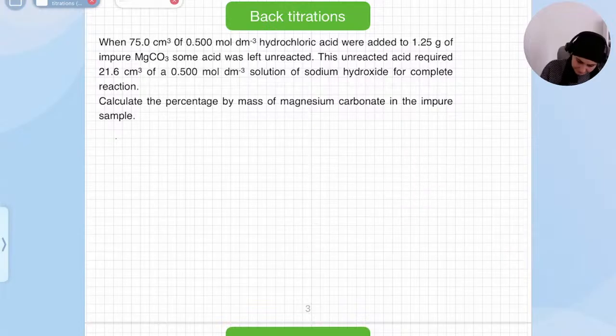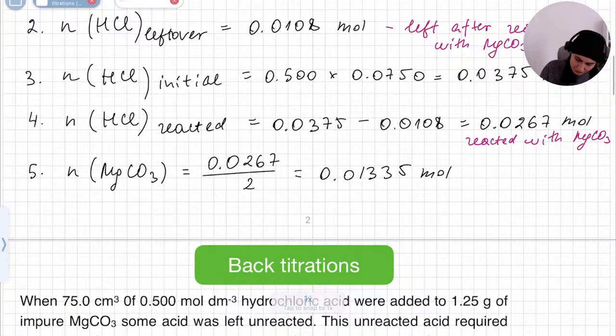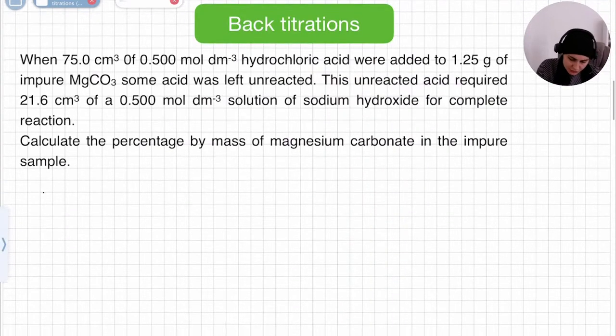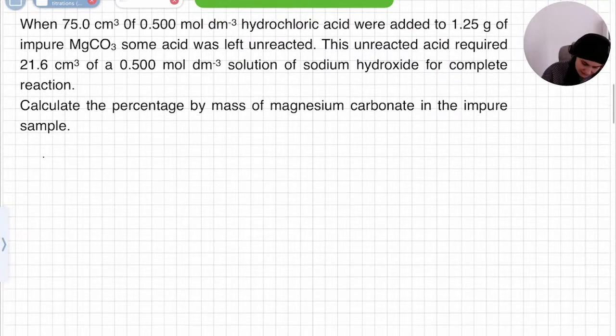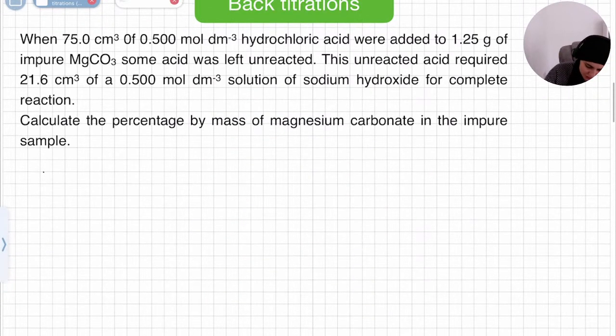Then we found the amount of moles of MgCO3, and then I can find the mass of MgCO3, because we need the percentage by mass of magnesium carbonate. It's the mass of pure magnesium carbonate divided by the total mass of 125. So what step is that? Step 6. Usually in IB, it's like a 4-mark question. In A-level, it could be up to 6 marks. But for A-level, I think it would be slightly more complicated.